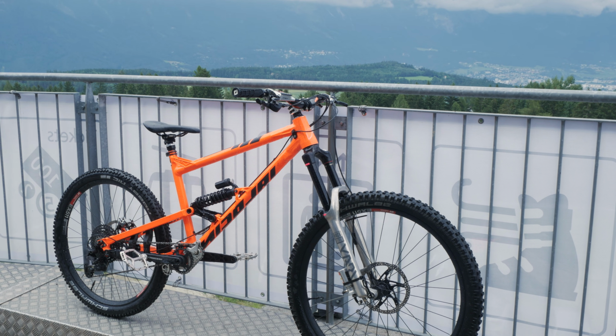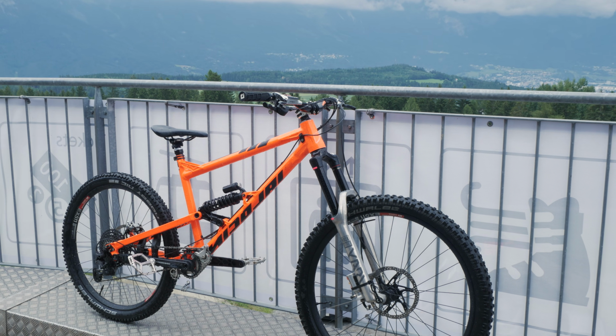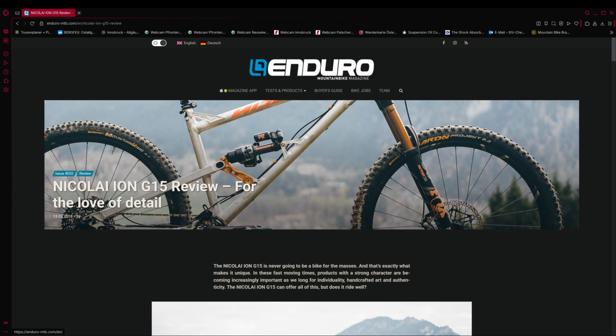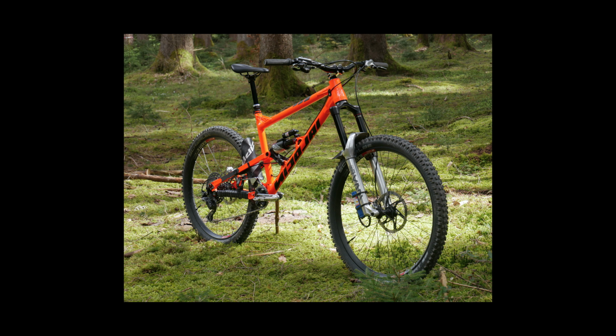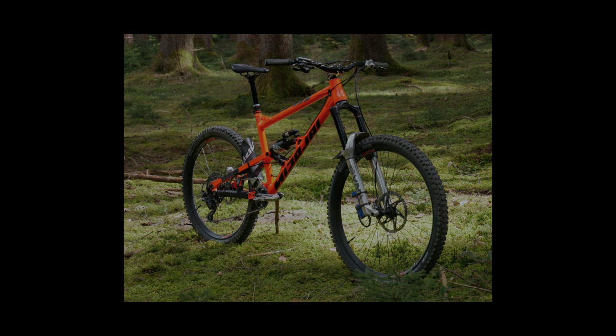Most people confuse this bike for the old IN G16, but it actually started life as a G15. This was Nikolai's short travel trail bike, with 145 millimeters of travel. Or at least, it used to be. I've been gradually modifying it into something of a beast.